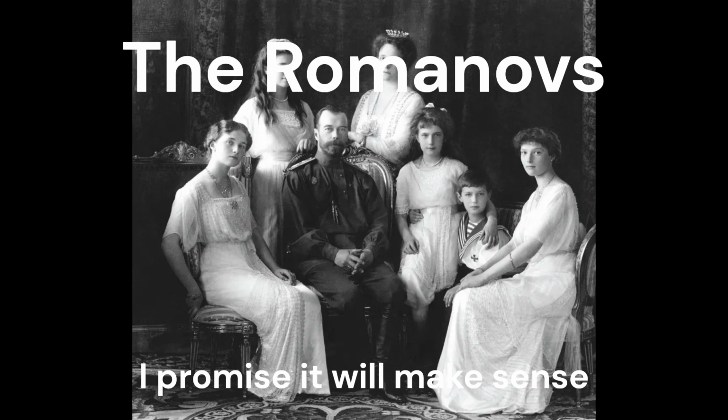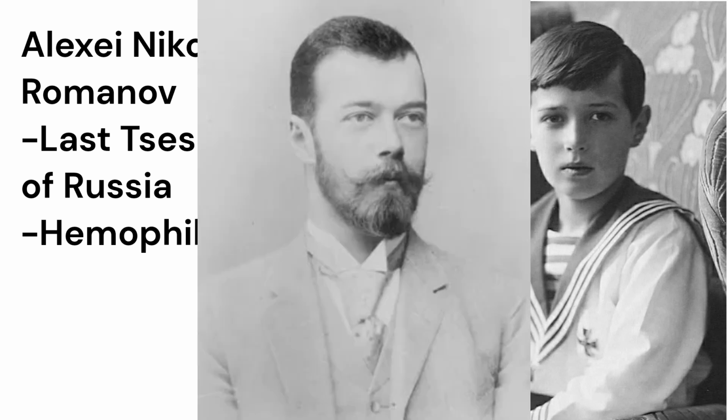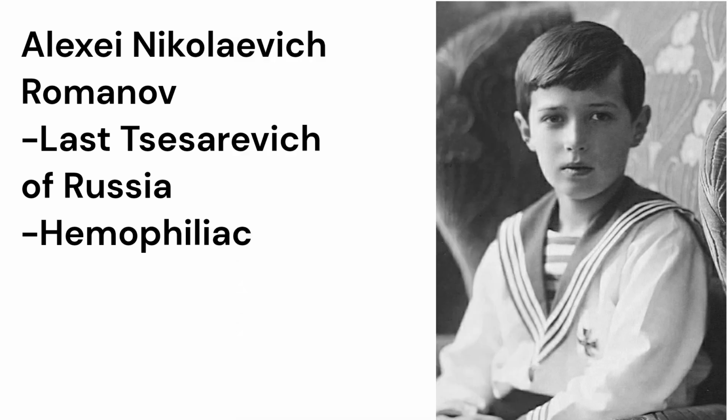On a different topic, the Russian imperial family. Alexei Nikolaevich Romanov, last Tsarevich of the Russian Empire, son of His Majesty Emperor Nikolai II, was famously hemophilic. The boy wouldn't stop bleeding.